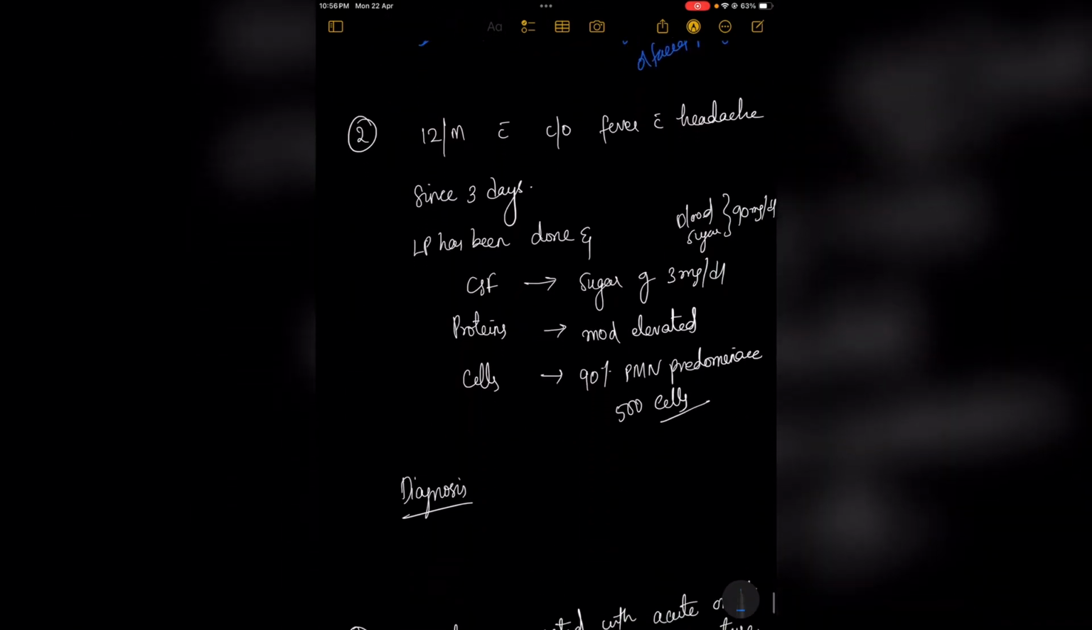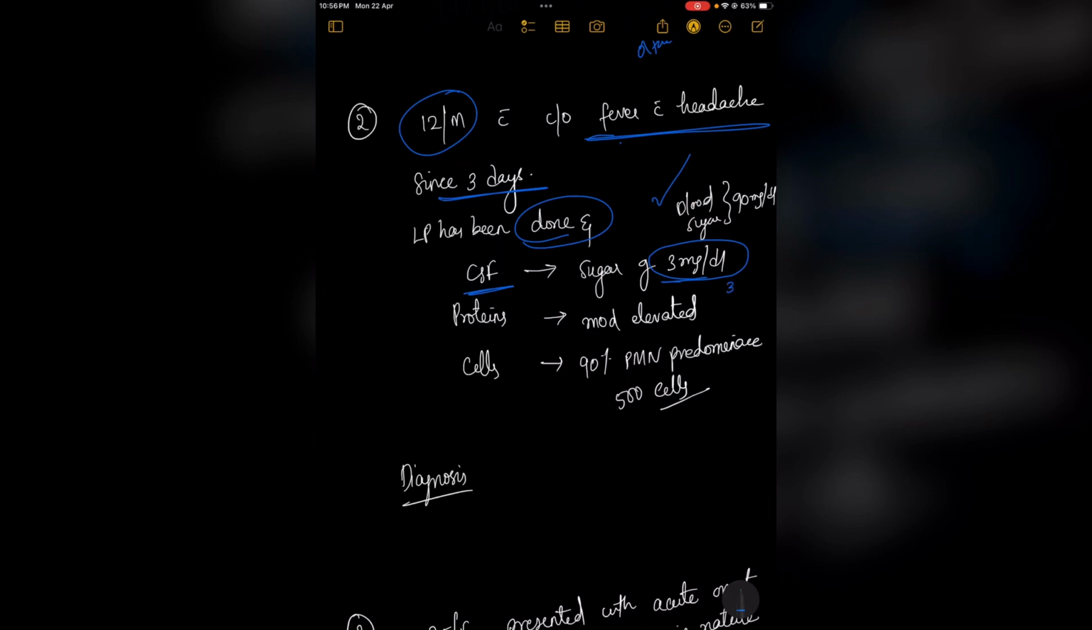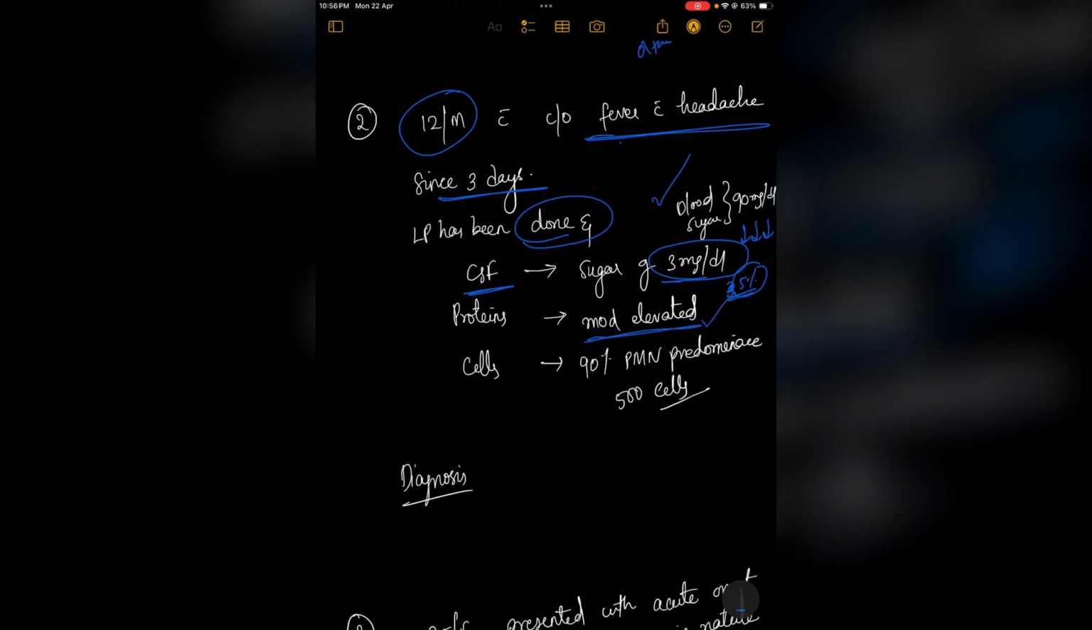Second question. A 12-year-old male, complaint of fever and headache since 3 days. LP has been done. Blood sugar is 90 they have given. So CSF sugar is 3 mg per dl. Oh my god, it's very low. It's like 5% of blood sugar. So very low sugar is characteristic of pyogenic meningitis.